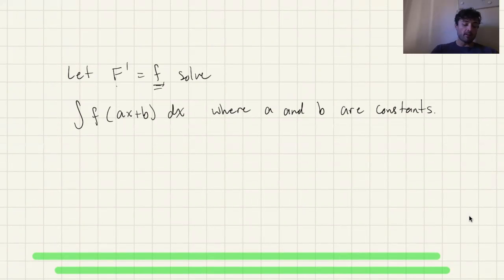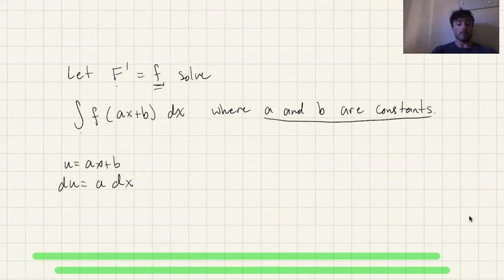And then we're interested in the antiderivative, and now it's not just f, but we have f of some kind of linear combination, ax plus b. Well, I would let u equal ax plus b, where a and b are constants. So now du is equal to a dx, and again, that's just a constant, like 2 or 3. So what I get, what can I do?